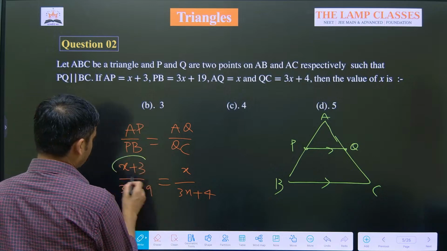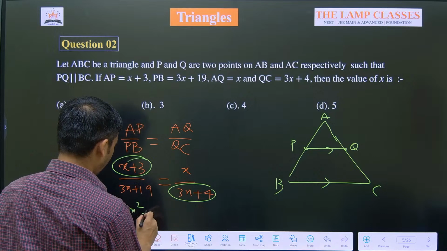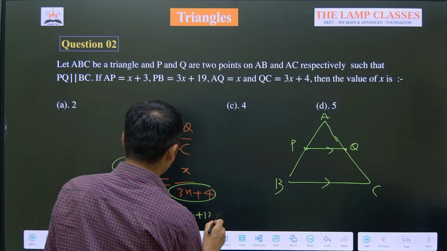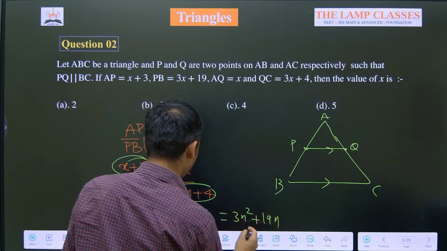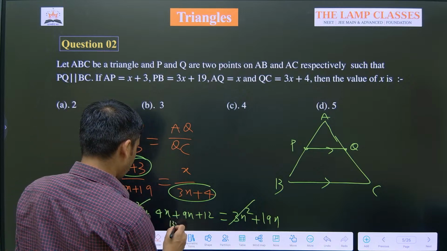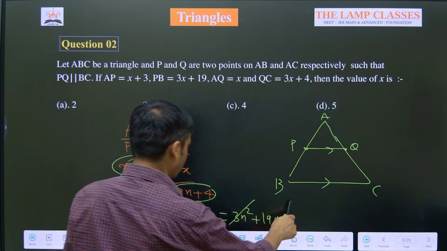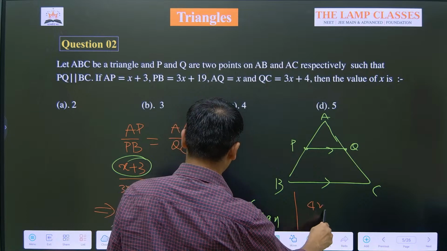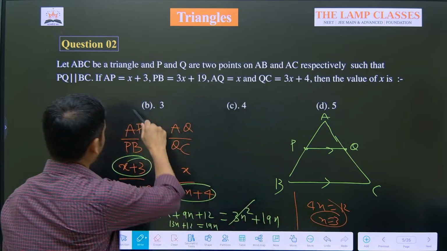So when you cross multiply and multiply, we get 3x square plus 4x plus 9x plus 12. On the other side we get 3x square plus 19x. Cancel this and this. So we have got 13x plus 12 is equal to 19x. Pretty easily we can find the value of x from here, right? Send that to the right side. So 4x is equal to 12. X has to be 3. So we'll mark option B, right?